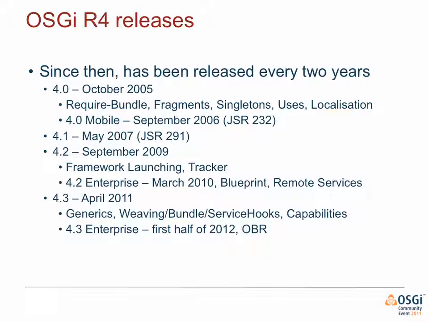Earlier on this year we had the OSGi 4.3 release, and that had some new features to deal with generics of the OSGi framework itself, new hooks for dealing with weaving and service loading based hooks, and capabilities, a more generic way of expressing requirements between bundles. As for the OSGi Enterprise spec, we'll see another release of that in the first half of 2012, which is going to include improvements to JPA and to OBR and to the way subsystems are designed, probably to coordinate with the EclipseCon and DevCon that's happening in March of next year in Virginia.